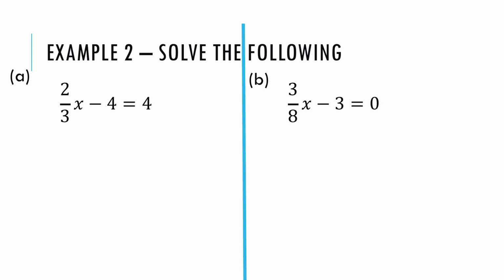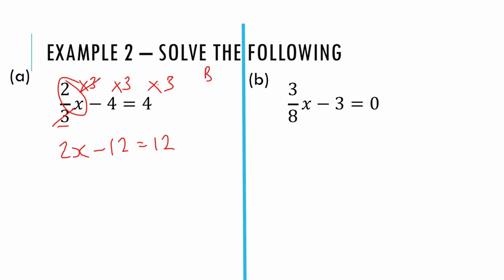Okay, in example 2, we can see that there is a numerator now as well, but we're still interested in the denominator. We're going to multiply everything by 3 here. The multiply 3 and divide 3 will cancel, leaving us this time with 2x. Minus 4 3's are 12, equals, again 4 3's are 12.